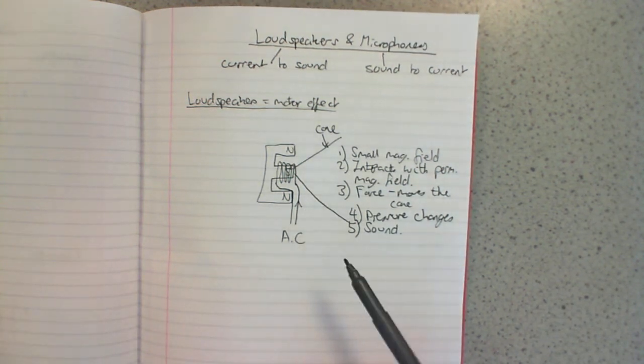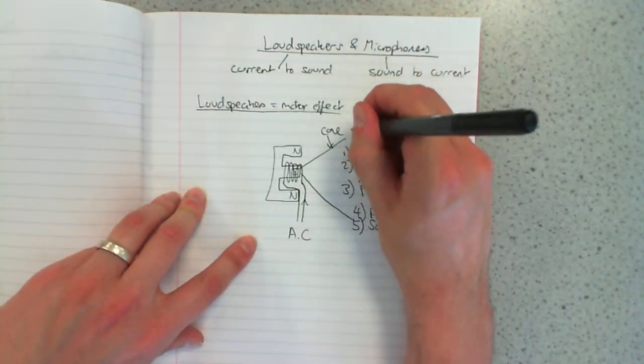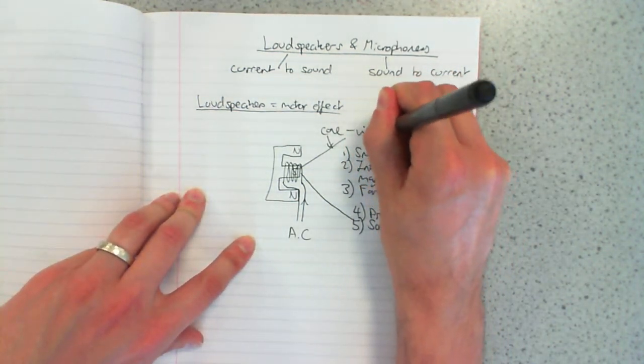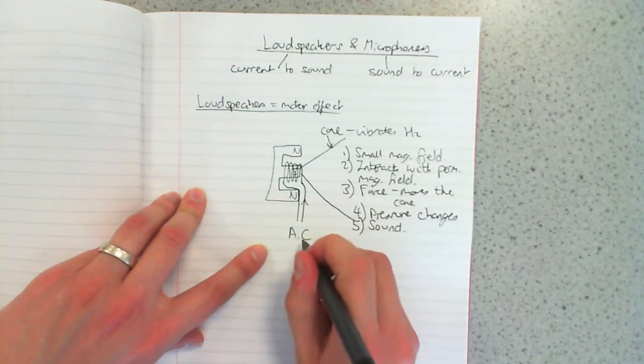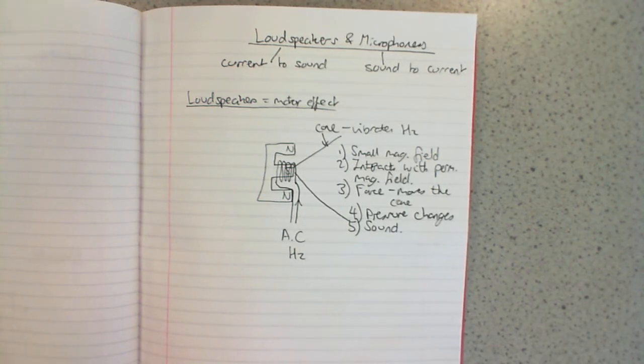So if the current's going in one direction, it might move the cone out. If the current's going in the opposite direction, it might make the cone go in. So either way, the cone is vibrating. The cone vibrates, creates pressure changes, which creates sound waves. And the cone vibration frequency is exactly the same as the alternating current frequency. So if you're listening to music of 100 Hz and it's vibrating at 100 Hz, the cone is going to create a musical signal of 100 Hz.